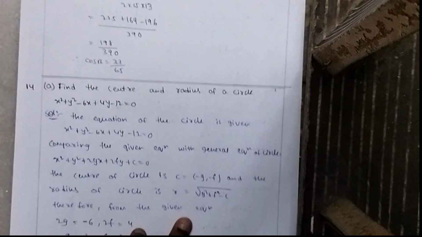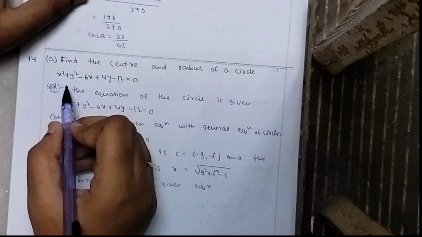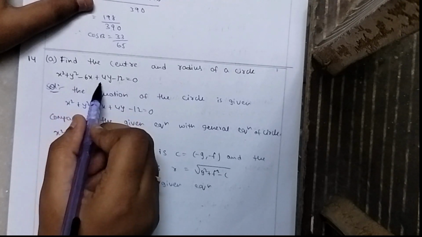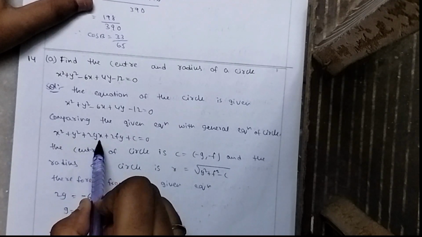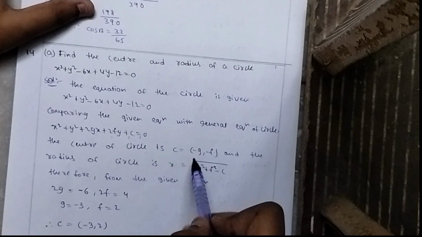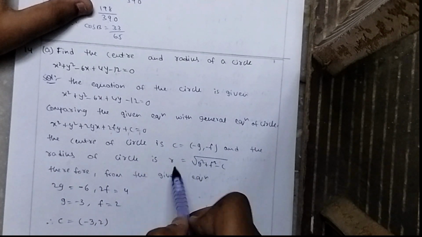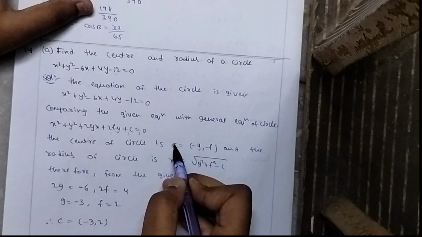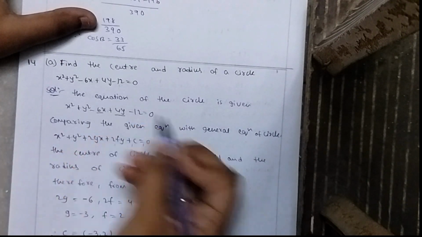Next, 14a. Find the center and radius of a circle. They have given the equation of the circle as x square plus y square minus 6x plus 4y minus 12. It is in the form x square plus y square plus 2gx plus 2fy plus c equals 0. So the center of a circle is C equals minus g comma minus f, and the radius of the circle r is root over g square plus f square minus c. The center formula is minus g, minus f.